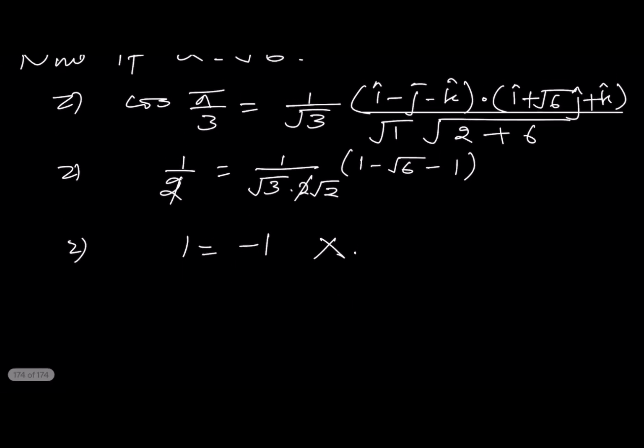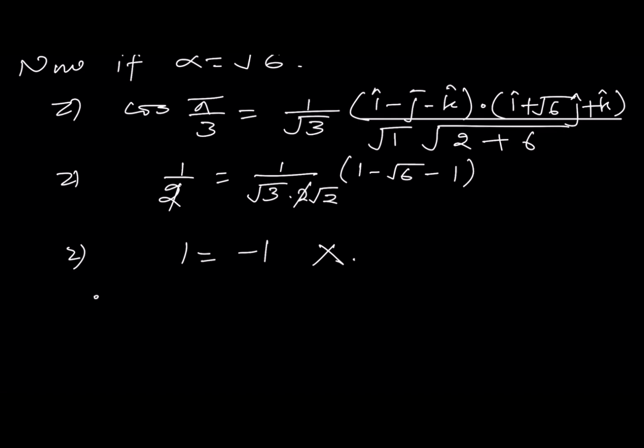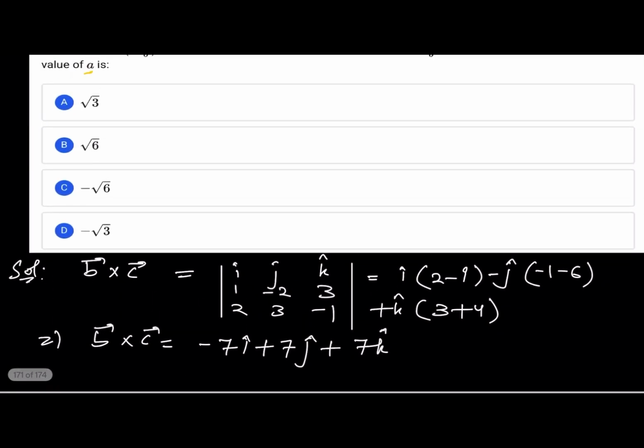So alpha equal to root 6 is not satisfying the equation, therefore alpha is equal to minus root 6, which is the correct answer. So option C is correct.